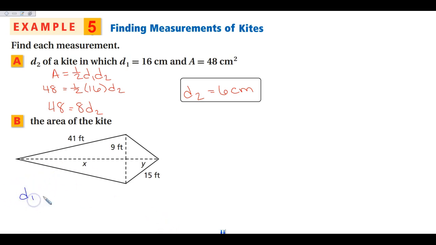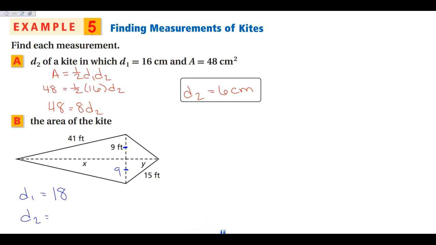With this second one, again, I'm still using that 1/2 D1, D2 formula. But notice that I don't know any of the measures here in this second diagonal. I know that this is 9. Well, remember that kites are created by a multitude of congruent triangles. This triangle here is congruent to this triangle here. So if this is 9, then this side over here is also 9. So I know that one diagonal will have a length of 18. But I need to figure out what the other diagonal is going to measure.